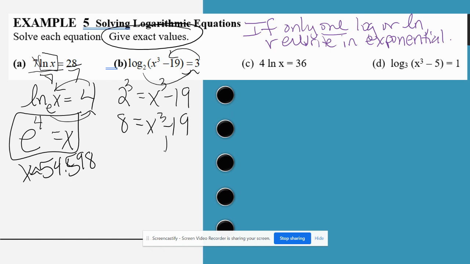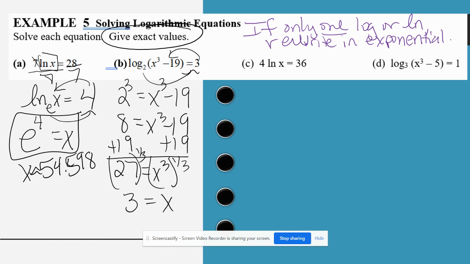To get x alone, I would start with adding 19 to both sides. That's 27. And then the opposite of a 3rd power is a 3rd root, or the 1/3 power, whichever you connect with easier. And 27 to the 1/3 power is 3. X is equal to 3.